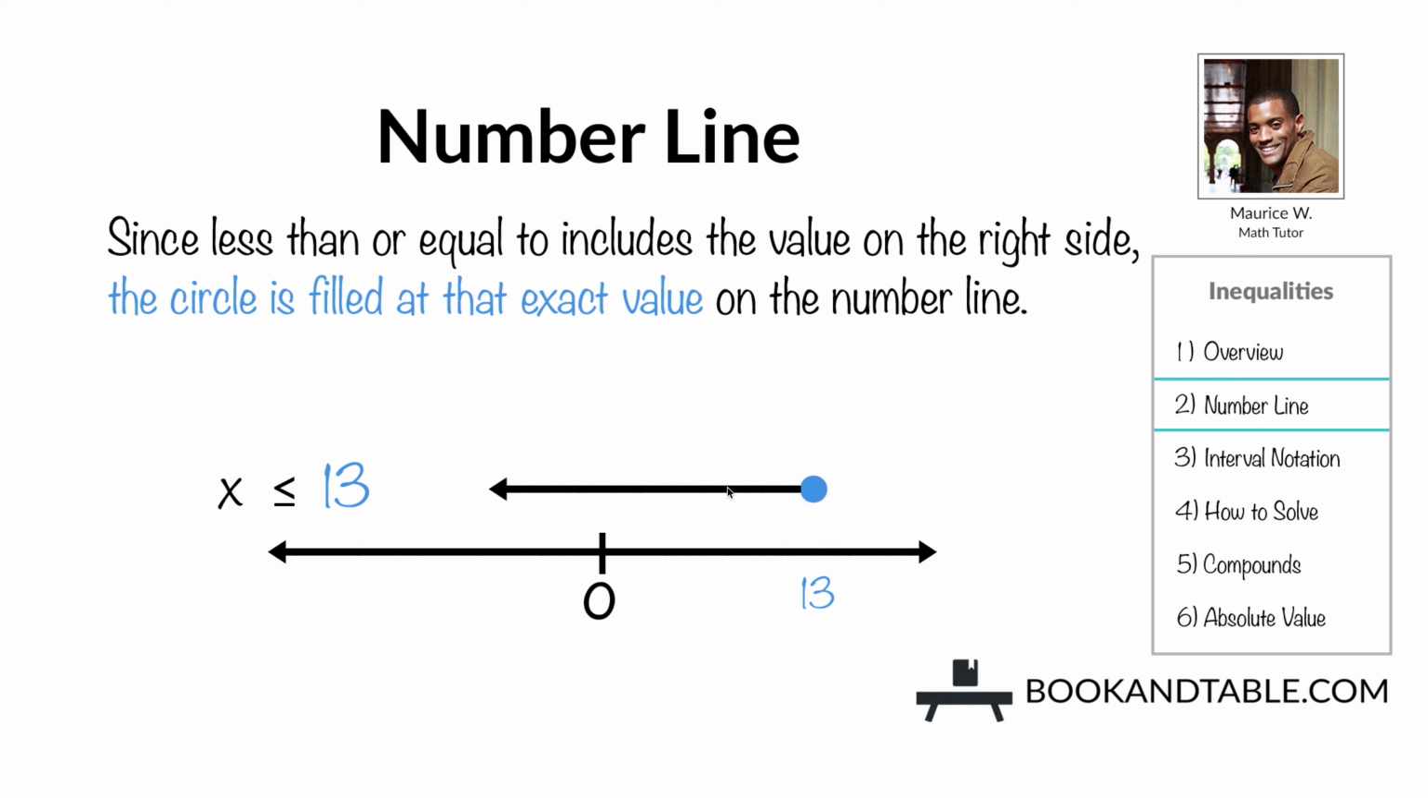The arrow means that it goes on indefinitely. And if there's a specific endpoint, that's when you would have a second circle to represent the smallest value.